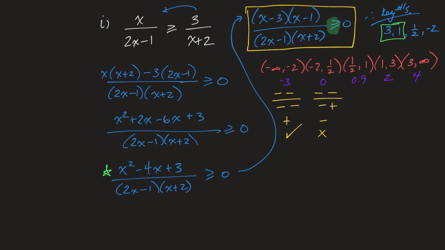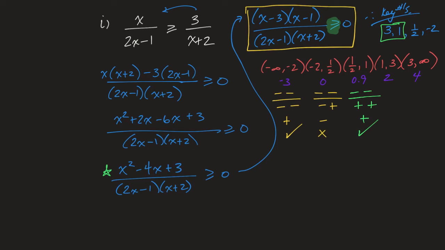Okay, I think all these positives, negatives are going to start to blend in a little bit. I'm just going to change colors, alternate from here on out. If I sub in my 0.9, well, 0.9 minus 3 is a negative. 0.9 minus 1 is a negative. On the bottom, 2 times 0.9, that's bigger than 1. So when I subtract 1 from it, I get a positive. And 0.9 plus something is going to give me a positive. That's a positive. That's what I was looking for.